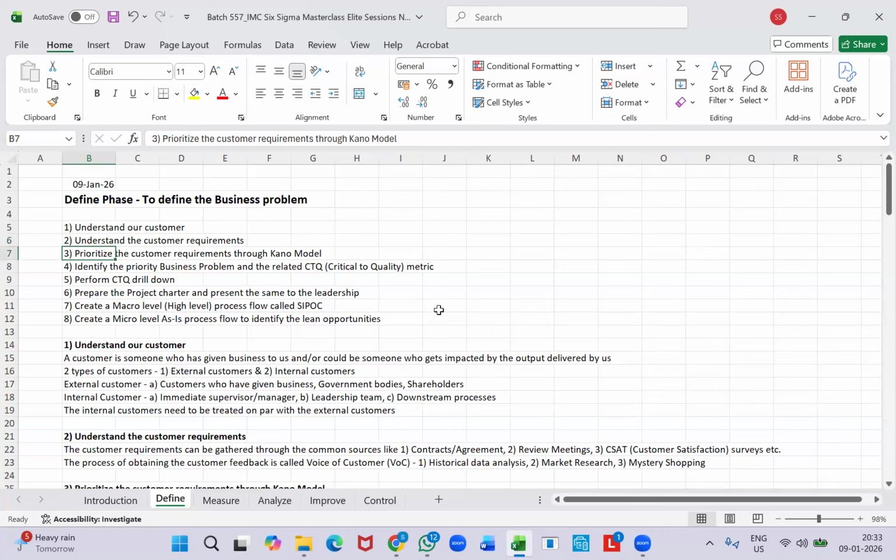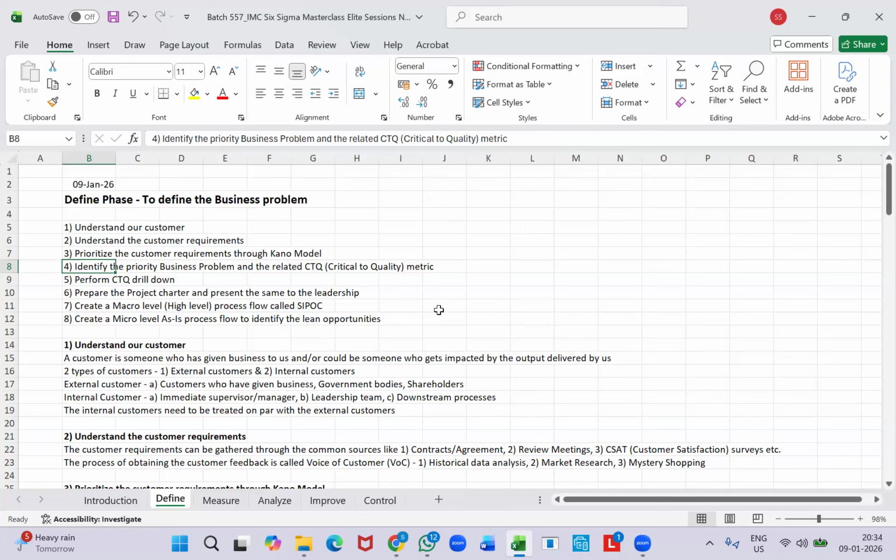And the third step: customer will have multiple requirements to be fulfilled, right? But then how to prioritize the customer requirements? In order to come up with the prioritized customer requirements, we are going to use a model called the Kano model. Again, the Kano model was invented by the Japanese quality expert named Noriaki Kano. So we will use this very simple model and try to understand how to prioritize the customer requirements. Once we have prioritized the customer requirements, and if you are falling short of it, then that would be taken up as a business problem, right?